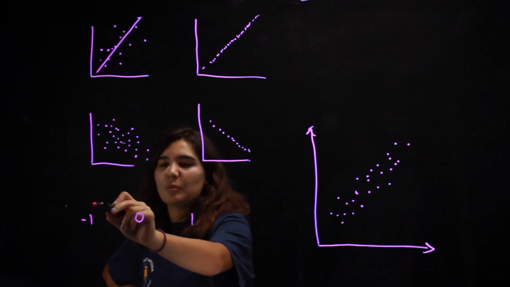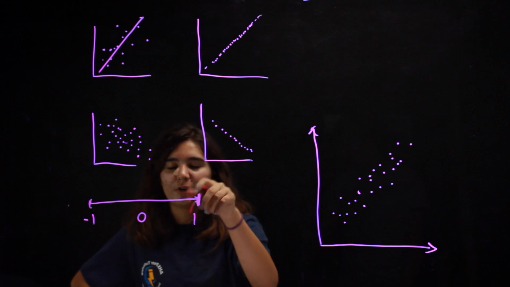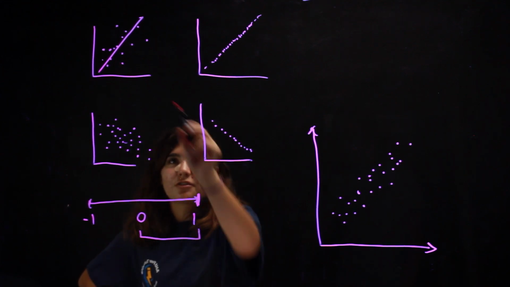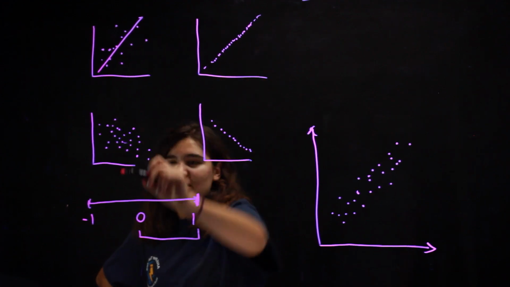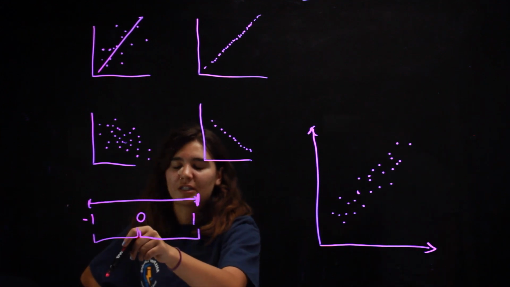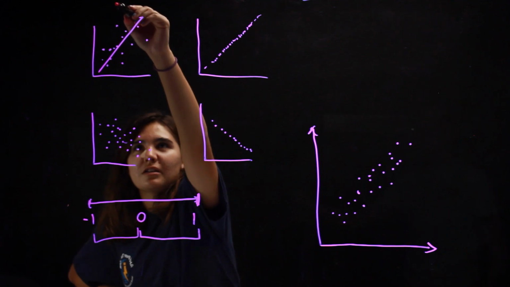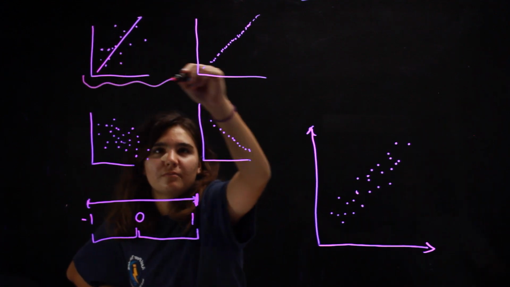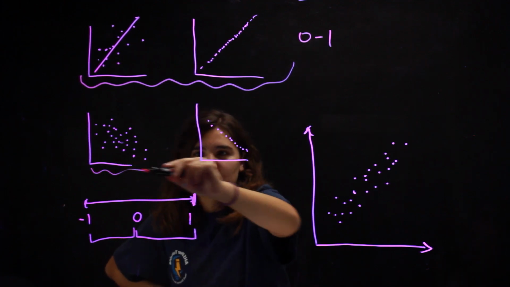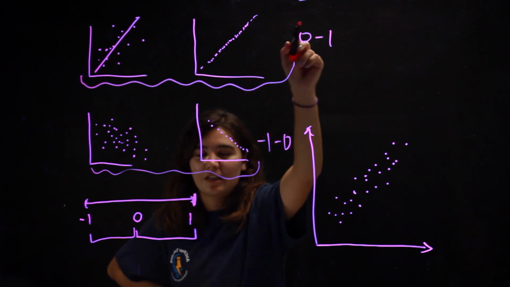So it could be any number between -1 and 1. If the correlation coefficient is positive, it also means that the slope is positive. If it's negative, less than 0, it means the slope is negative, right? So these two would be somewhere from 0 to 1, and these two would be somewhere from -1 to 0, because these are negative and these are positive.